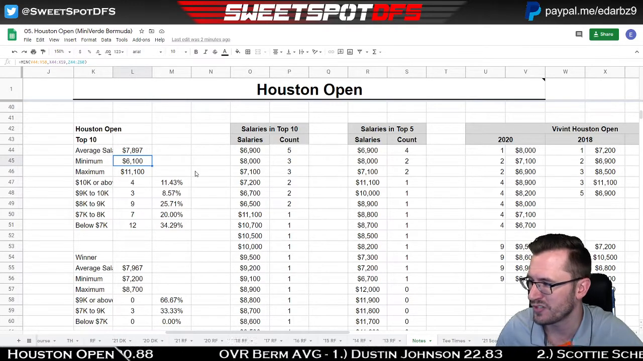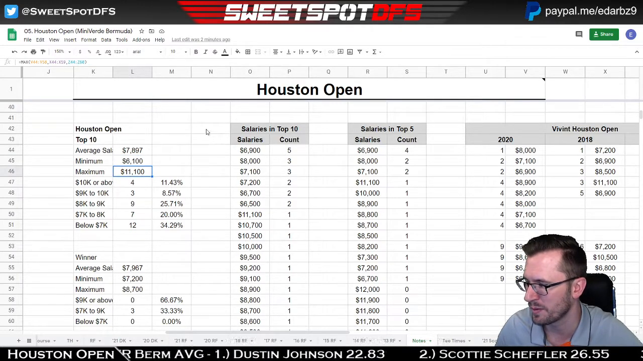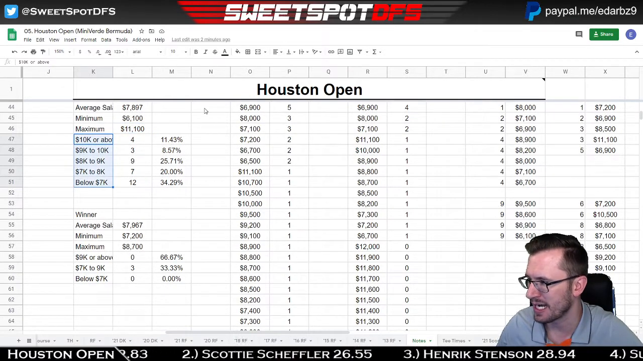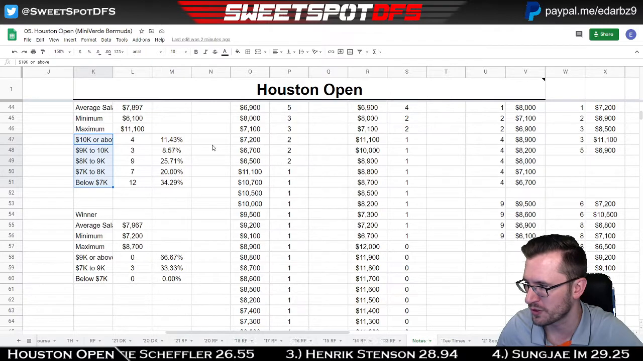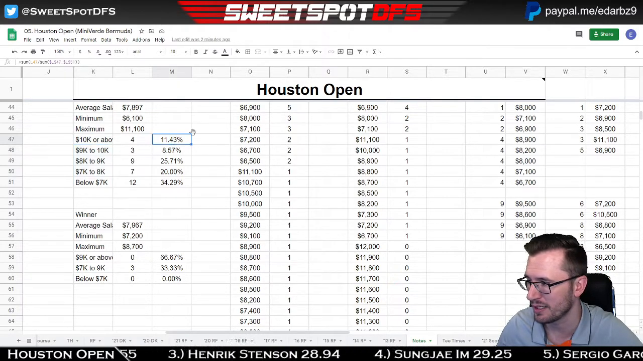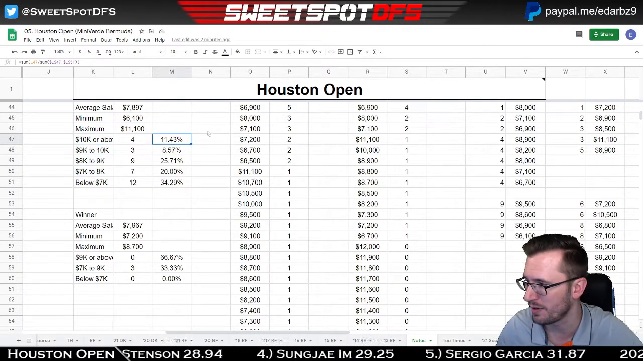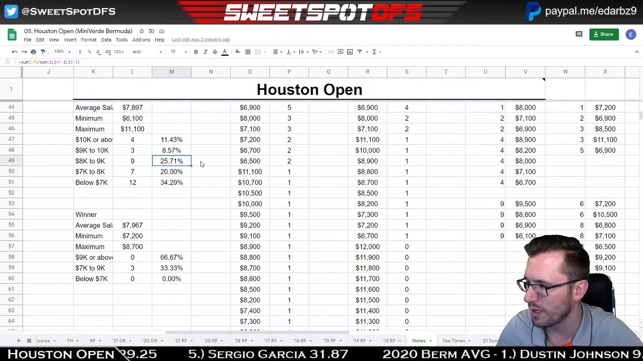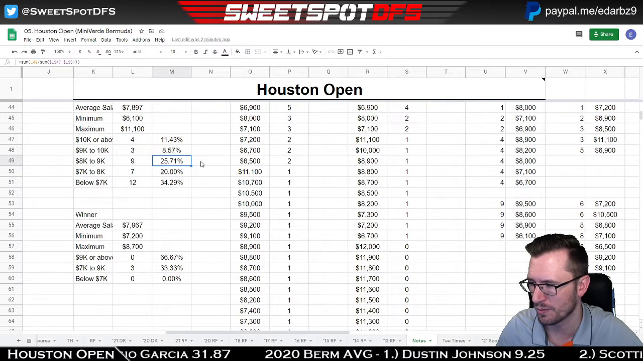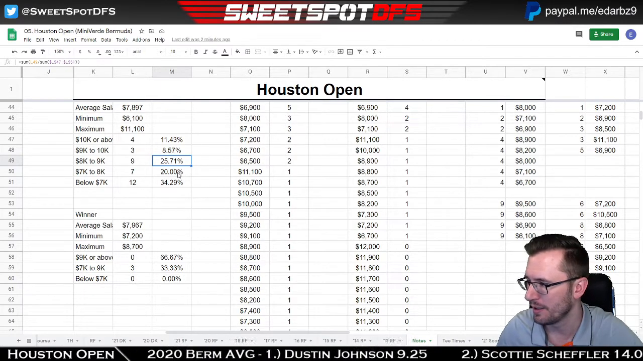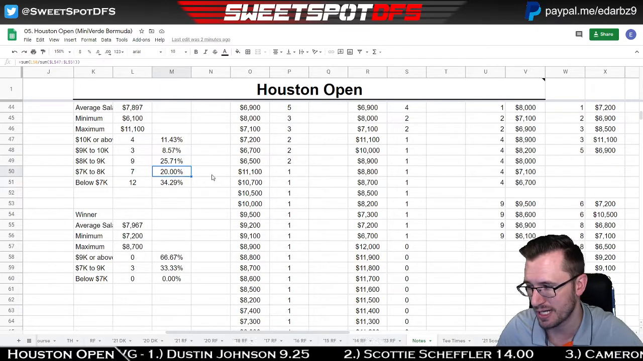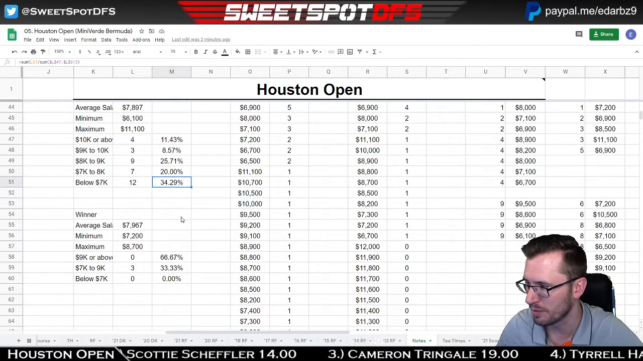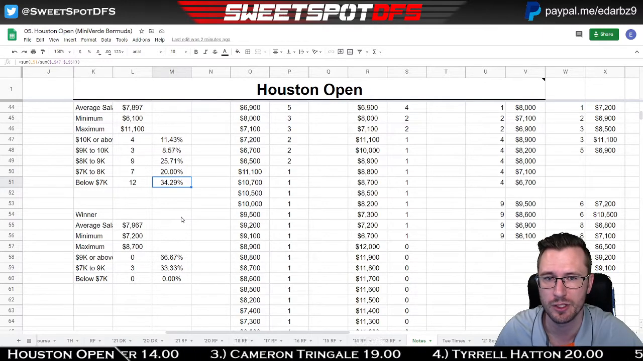The minimum we've seen in the top 10 is 6,100, the maximum 11.1. And then there's a little bit of a breakdown here. 10K and above, golfers inside the top 10, we've seen 11% of them being 10K and above, 8% of them being 9 to 10K, 25% being 8 to 9, so a pretty good threshold there. 20% being 7 to 8, not terrible either, but your meat of the top 10 belongs below the 7K range, so in the 6K range.